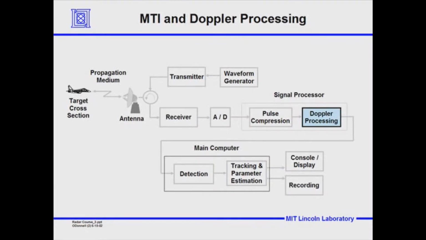Now here's our old friend, the block diagram of the radar. And here's the Doppler processing section where we'll be discussing these MTI and Doppler processing techniques. These techniques are used to suppress the effects of ground clutter, rain clutter, and other types of clutter that the radar will see as it transmits its beam out looking for targets of interest.